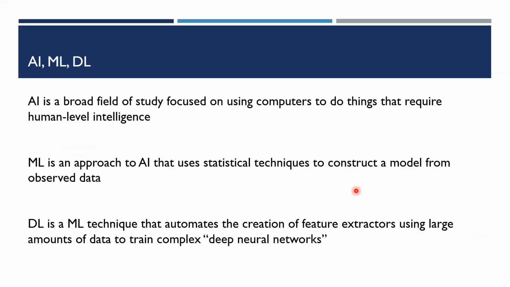We can say that AI is a broad field of study focused on using computers to do things that require human-level intelligence. Machine learning is an approach to AI that uses statistical techniques to construct a model from observed data. And deep learning, or DL, is a machine learning technique that automates the creation of feature extractors using large amounts of data to train complex neural networks.